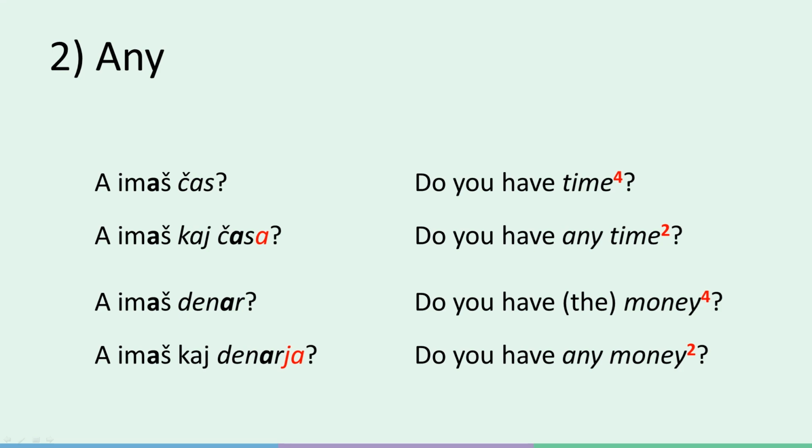Oh, and ignore the additional j. That's just because denar ends in a r. The regular genitive ending for masculine singular nouns is a.